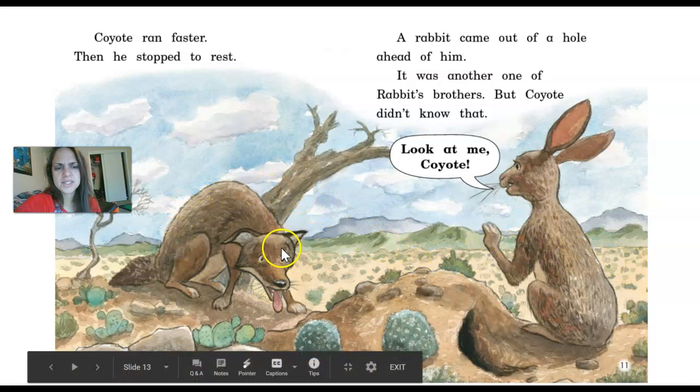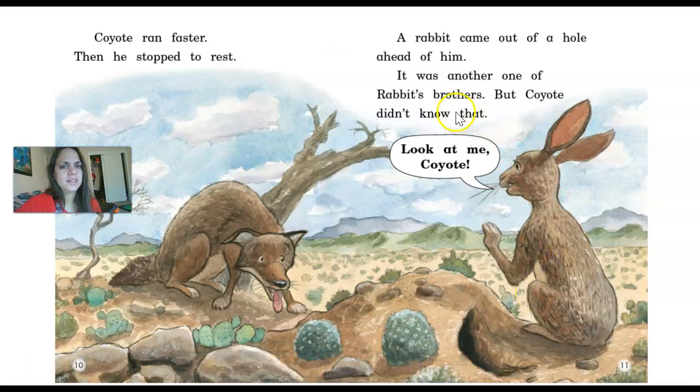Coyote ran even faster. And Rabbit came out of a hole again. Look in the text. It was another one of Rabbit's brothers.